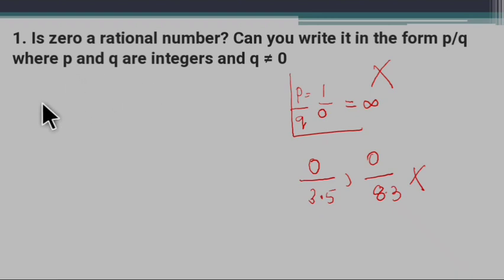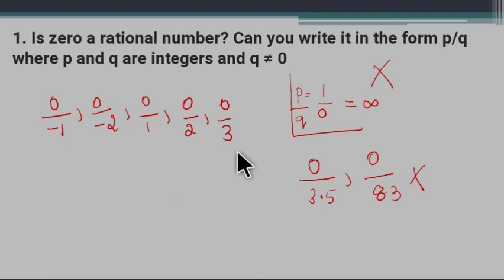What are the integers? You can divide 0 by -1 or 0 by -2 and 0 by 1, 0 by 2, 0 by 3. So in this way we can write the 0, because if you divide 0 by any number, we are getting the answer 0 only. So you can divide 0 by any number, but don't divide by 0. You can divide by a positive integer also, you can divide by a negative integer also, but you should not divide by 0.